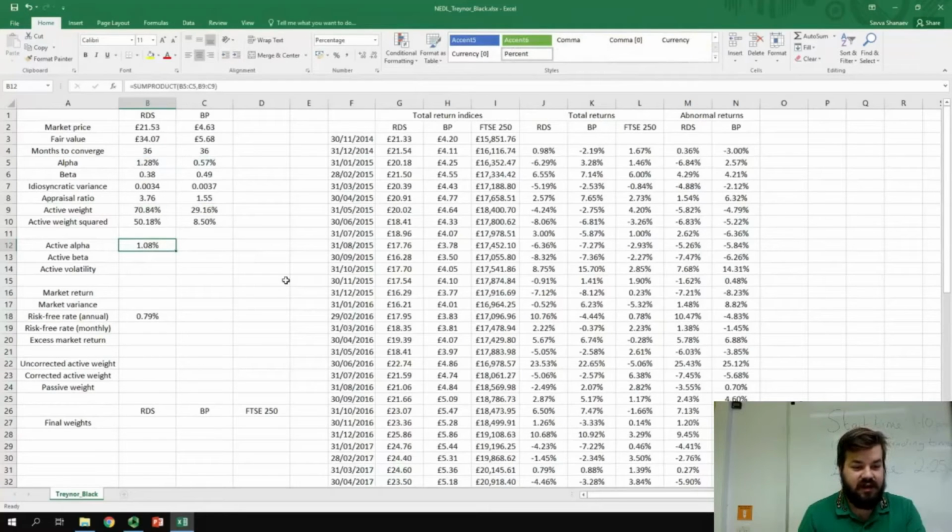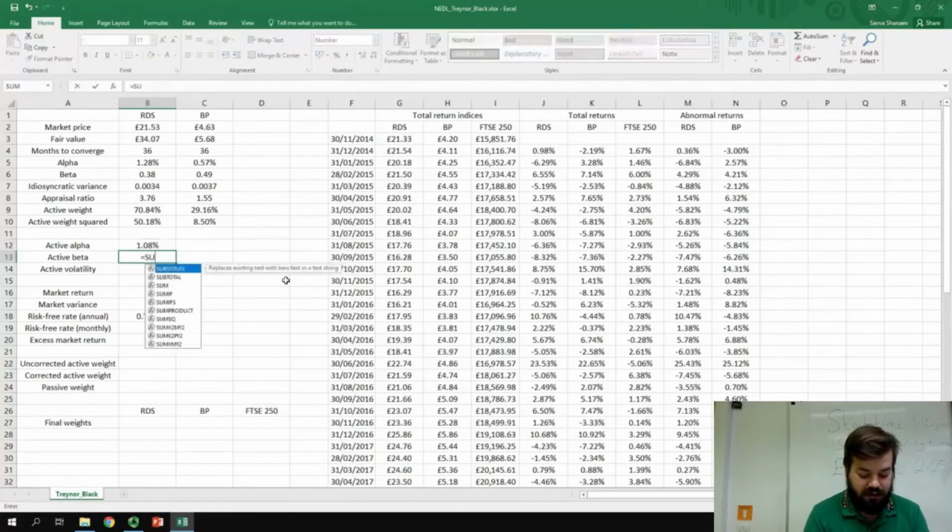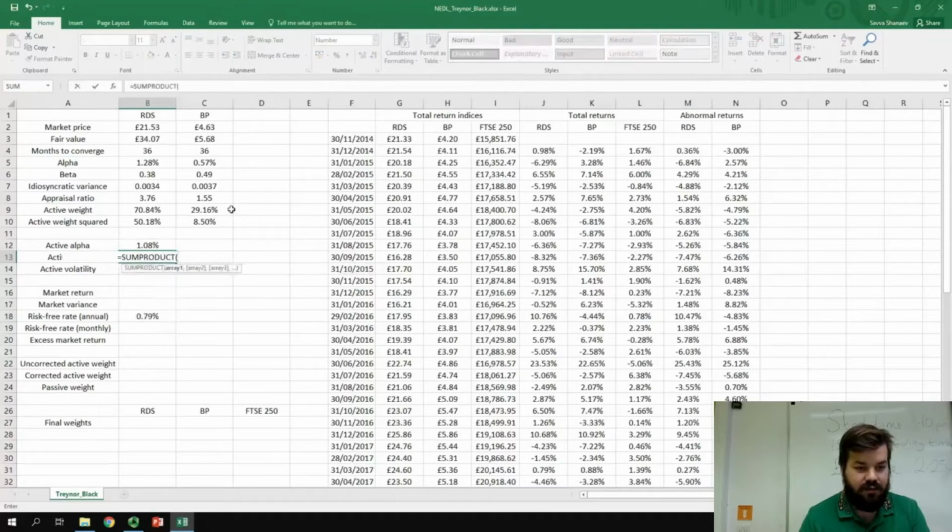So our active alpha is a little bit above 1%. Now we need to calculate our active beta, which analogously would be the weighted average of betas.